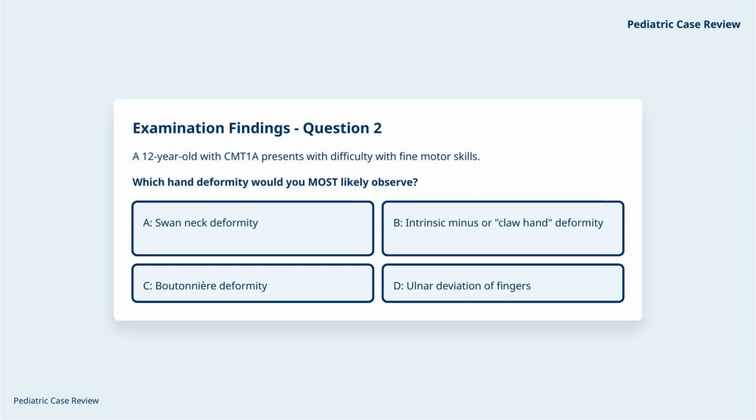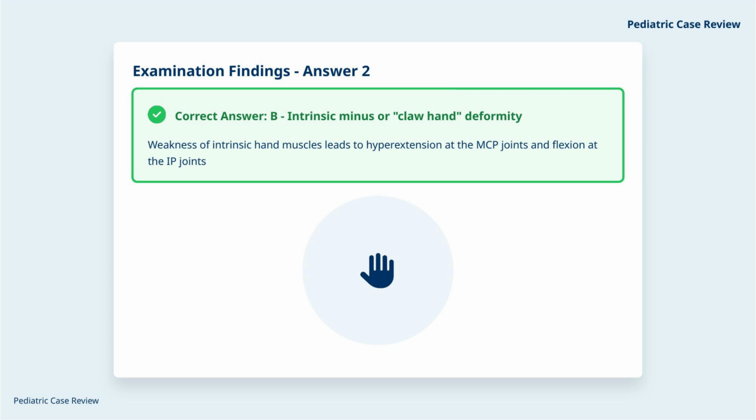A 12-year-old with Charcot-Marie-Tooth type 1A presents with difficulty with fine motor skills. Which hand deformity would you most likely observe? A. Swan neck deformity. B. Intrinsic minus or claw hand deformity. C. Boutonniere deformity. D. Ulnar deviation of fingers. The correct answer is B.